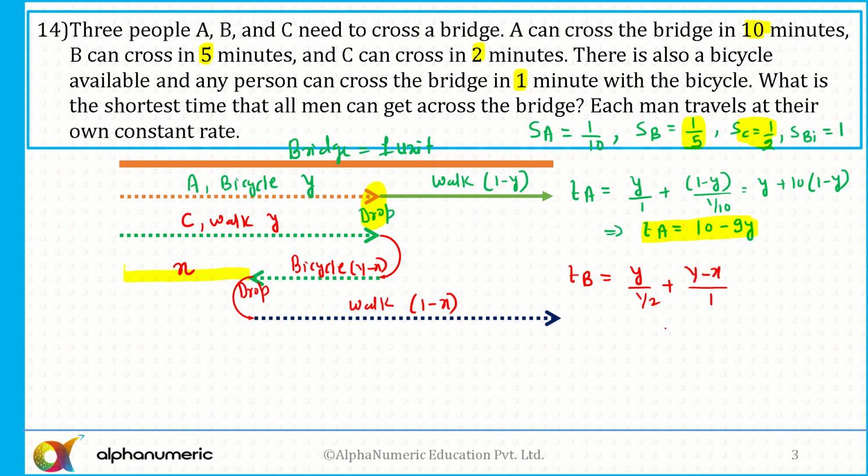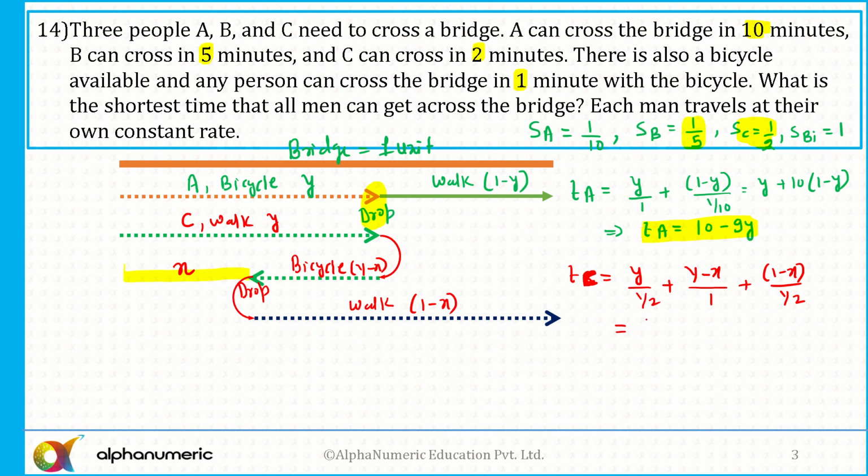Because C has traveled this distance in a bicycle. Alright, so this is C, not B. Plus, then C has walked the remaining distance, that is 1 minus x, with what speed? That is 1 by 2. So now let's try to solve this equation. If I try to solve this equation, what will I get here?